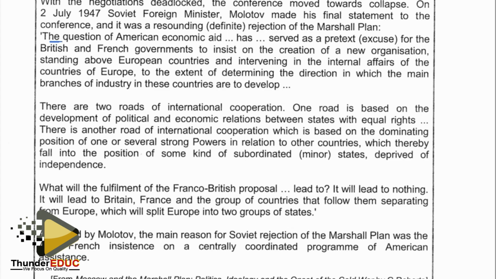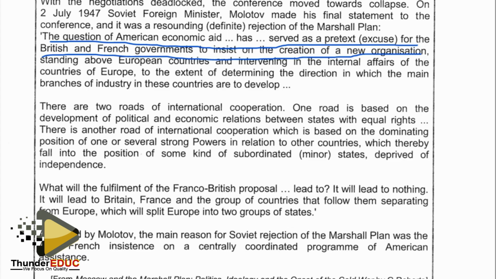If you can check here, the question of American economic aid has served as a pretext for the British and French governments to insist on the creation of a new organization standing above European countries, and to intervene. That was his last statement. He was clearly rejecting the Marshall Plan and accusing it of being a move meant to create an organization that was going to dominate Europe and interfere in the affairs of different countries. And at the end of the day, that organization was going to destroy Europe and split it into two worlds. So that was his last statement.